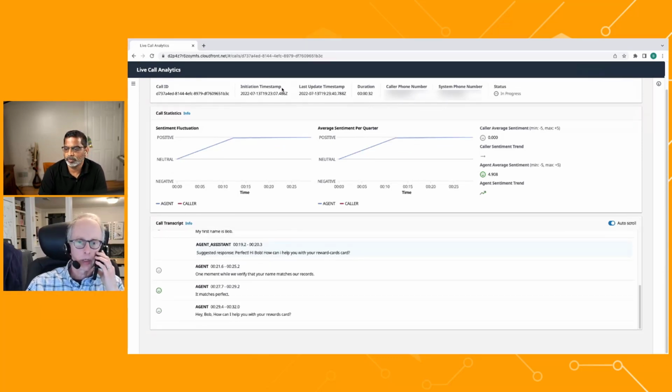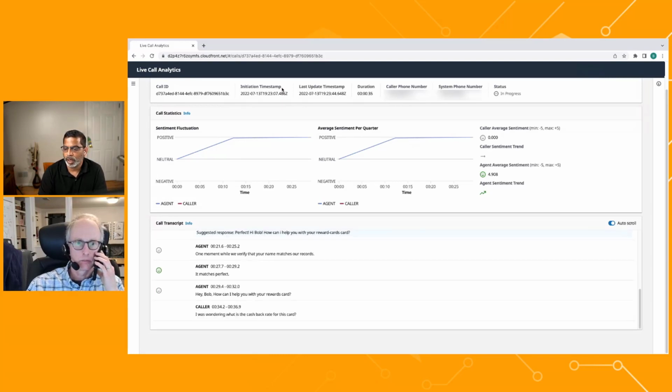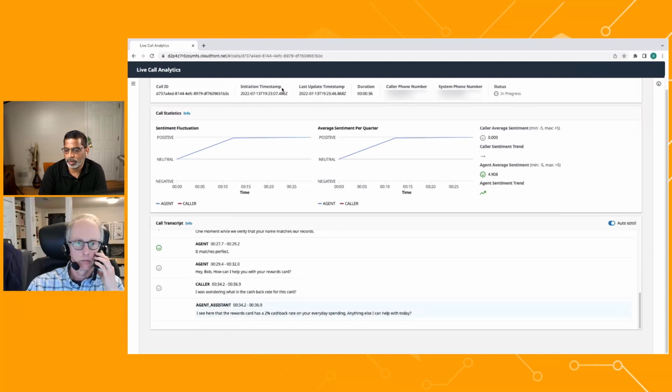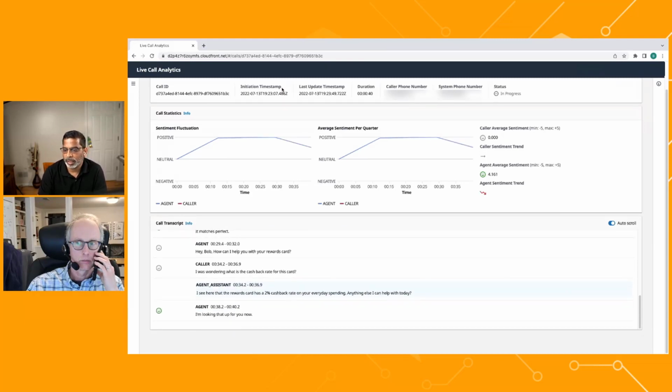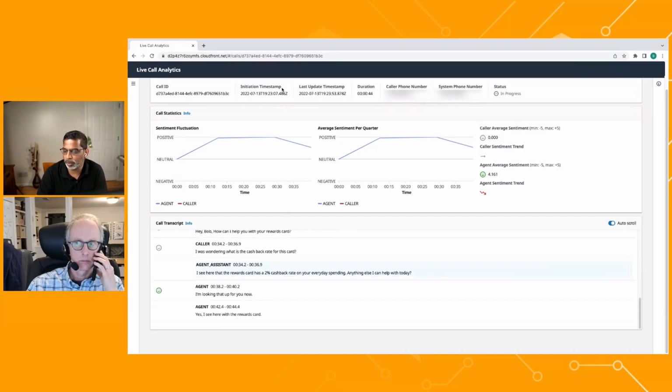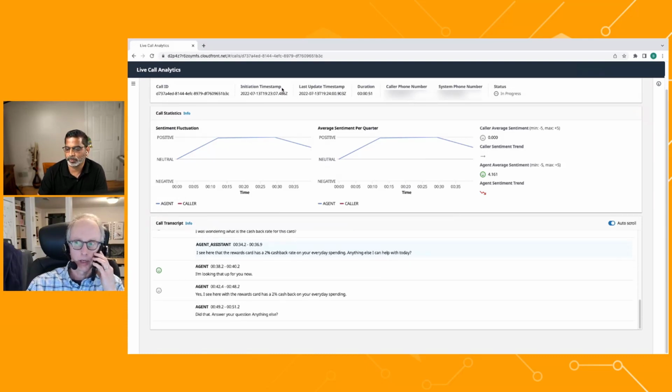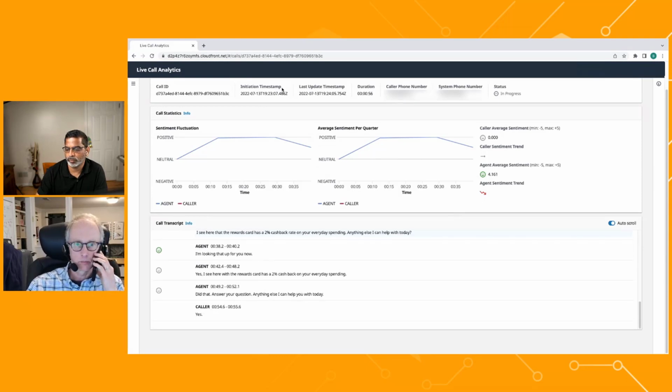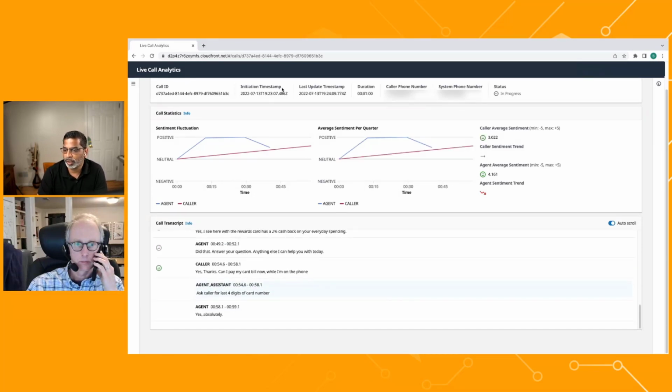I was wondering, what is the cashback rate for this card? I'm looking that up for you now. Yes, I see here that the rewards card has a 2% cashback rate on your everyday spending. Did that answer your question? Anything else I can help you with today? Yes, thanks. Can I pay my card bill now while I'm on the phone? Yes, absolutely. We can process your payment over the phone. Give me a second to set that up.